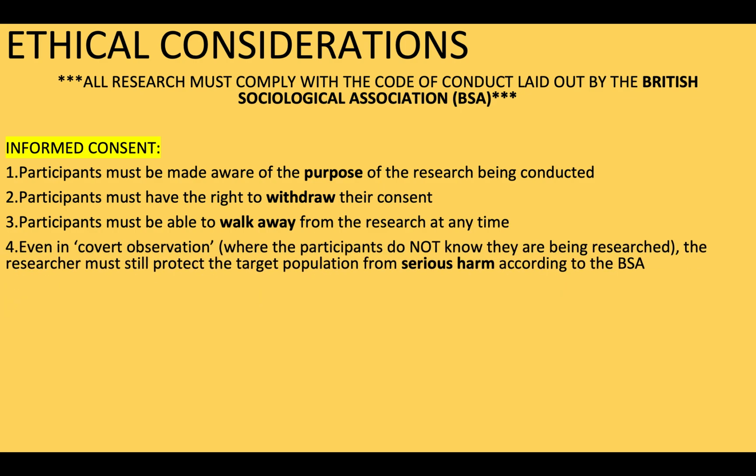Okay, now even in covert observation where your participants do not know that they are being researched, remember the identity of the researcher is hidden. The researcher must still protect the target population from serious harms. Okay, the BSA actually say that. So in covert observation, you can't get your participants' consent, but you still have to ensure that your participants are protected from any serious harms. They mustn't come to any serious harm, and that's what the BSA actually state within their code of conduct. Okay, now confidentiality.